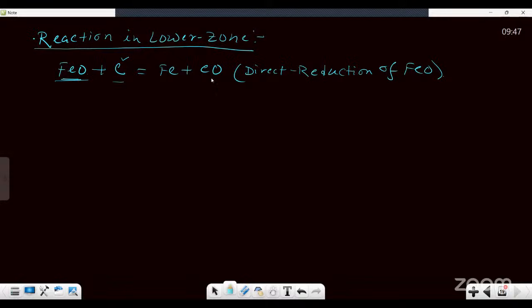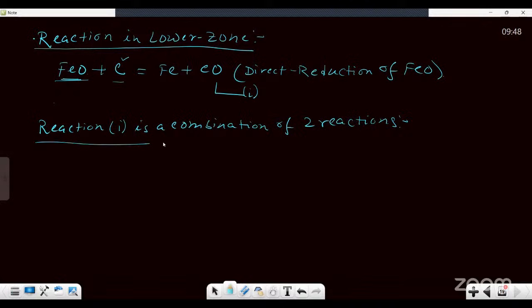Actually, the reaction does not take place like this. The reaction that I have written here is a combination of two reactions. Just remember this, reaction 1 is a combination of two reactions. One is FeO plus CO getting converted to Fe plus CO2. FeO comes in contact with the CO gas and gets converted to Fe plus CO2. Okay. This is one.